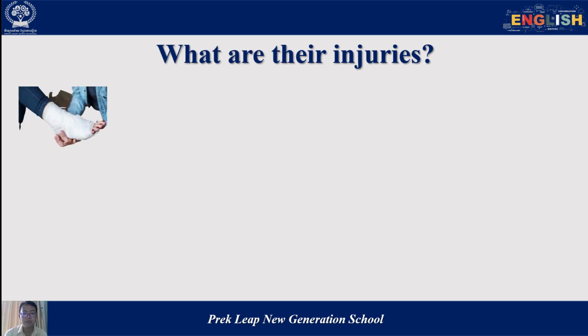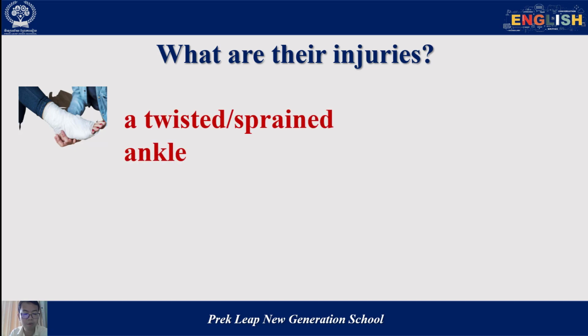Let's talk about injuries. Do you still remember what injury is? Injury is harm or pain, yeah, that happened to your physical body. As you can see in the first picture here, what's wrong with her ankle? And what do we call that injury in English? Yeah, a twisted or sprained ankle. You cannot walk fast if you are having a twisted or sprained ankle.